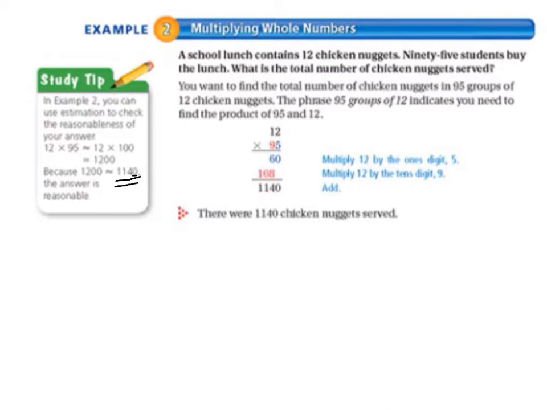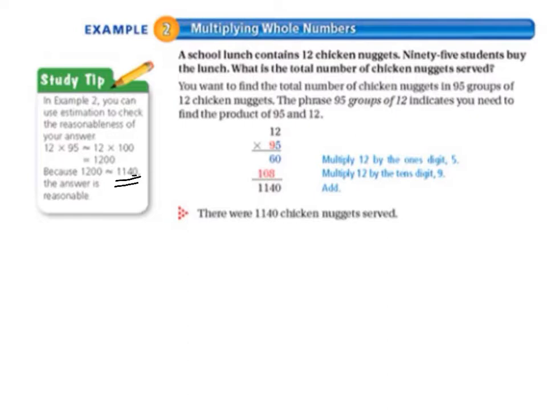Now let's look at our example. A school lunch contains 12 chicken nuggets. 95 students buy the lunch. What is the total number of chicken nuggets served? So before you start the problem, you should always estimate at least in your head. That's why I wanted to look at the study tip first. So you should always at least in your head go, oh, well, 12 times 100 is 1200, so my answer should be about 1200.